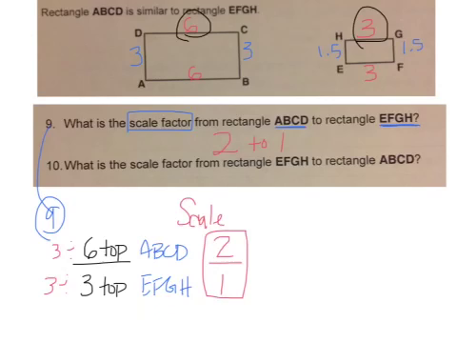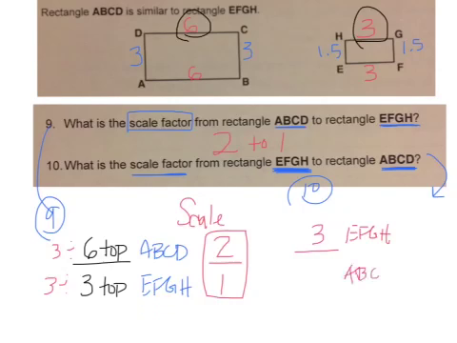Now I'm going to do the same thing, but for question number 10. Question number 10 says, again, I want to do the scale factor, but I'm starting with the small rectangle, and then I want to go to the big rectangle. Okay, so we can pick the same numbers, but on top, this time, we're doing EFGH. So the number I had for EFGH was 3. The number I had for ABCD was a 6 previously. And I still have the same numbers.